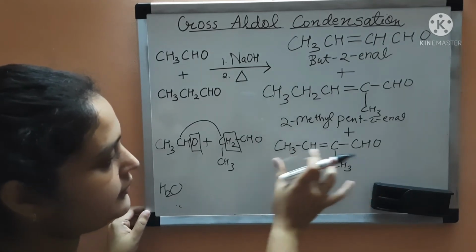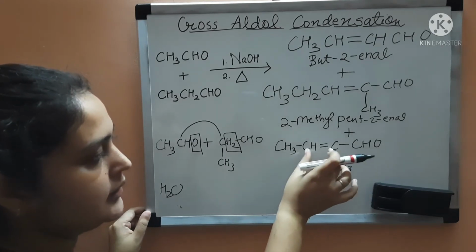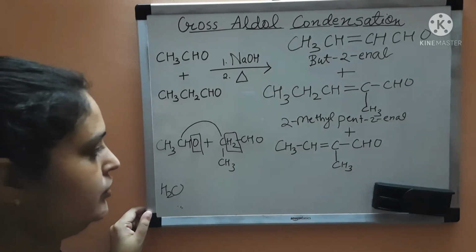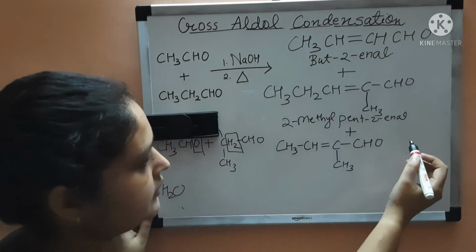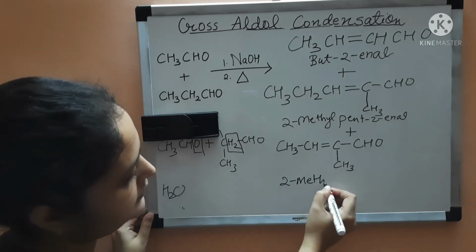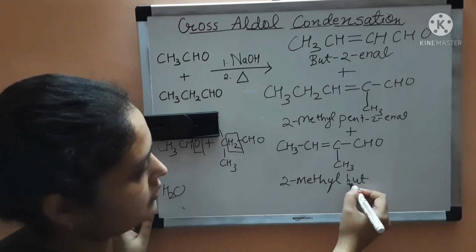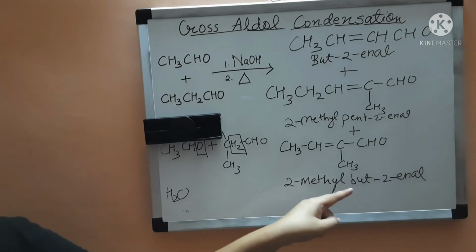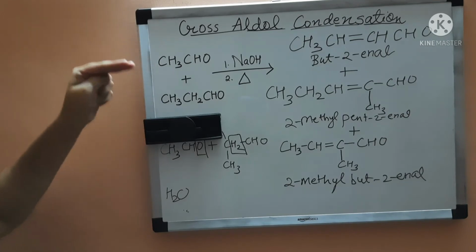There are 4 carbon atoms, 1, 2, 3, 4, and at the second carbon there is a carbon-carbon double bond and also a methyl substituent, and at the first carbon there is an aldehyde group. So its name will be 2-methylbut-2-enal, right? So this is 2-methylbut-2-enal. This is known as a cross-aldol product because it is made from ethanal and propanal.